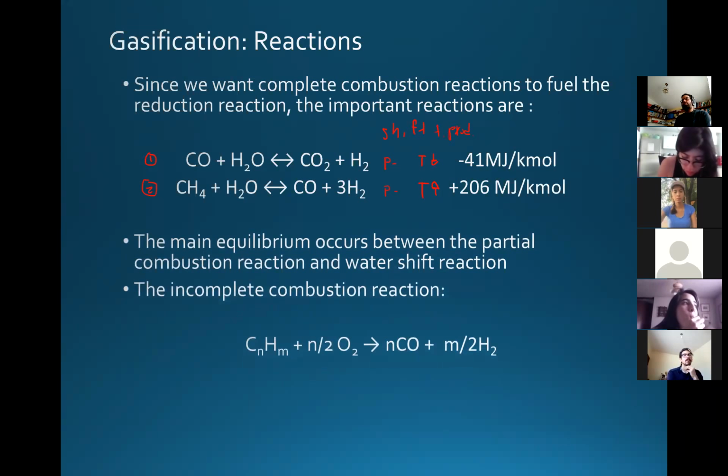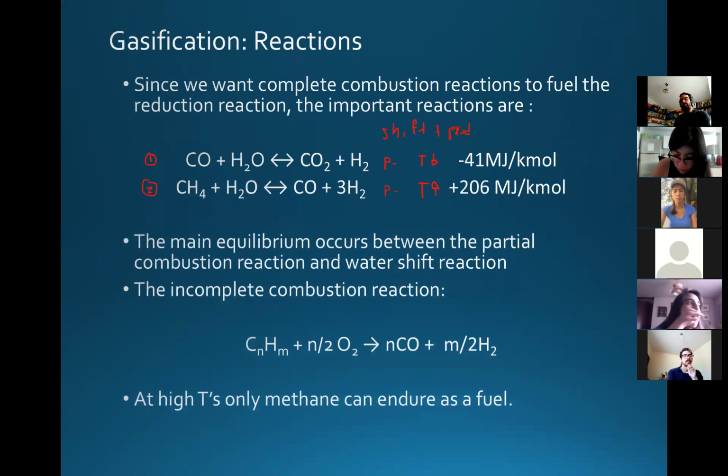So the main equilibrium occurs between the partial combustion reaction and the water shift reaction. Those are the two reactions that we have to balance all over, right? And the incomplete reaction for any fuel is the one that is written there. N number of carbons in a biomass and M atoms of hydrogen in that biomass react with N/2 moles of oxygen to form N moles of CO and M/2 moles of hydrogen gas.